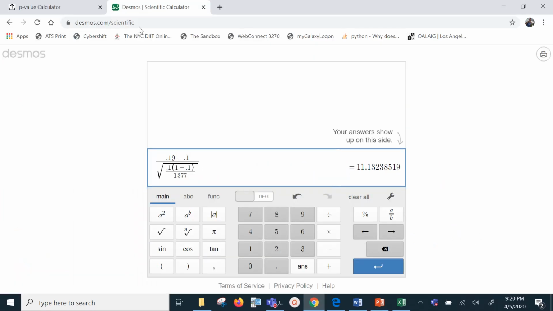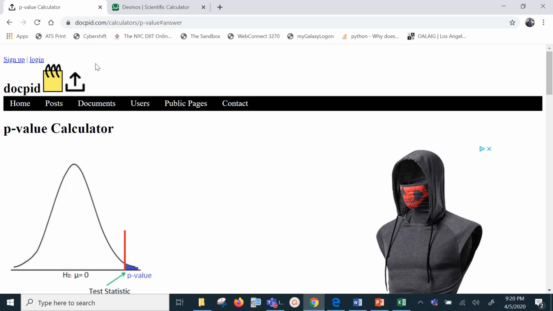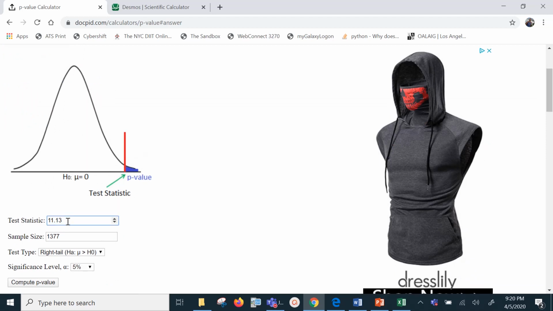So I'm going to go to my calculator, but not my Desmos calculator, my p-value calculator, which I also will put in the notes. So 11.13 is my test statistic. My sample size is 1,377. Now here's the thing where you need to know. So right tail, that really won't make sense to you, but what you have to do is just look right here. We said H naught was here, which was 0.10. So all we have to say is, was HA greater than or less than 0.10?